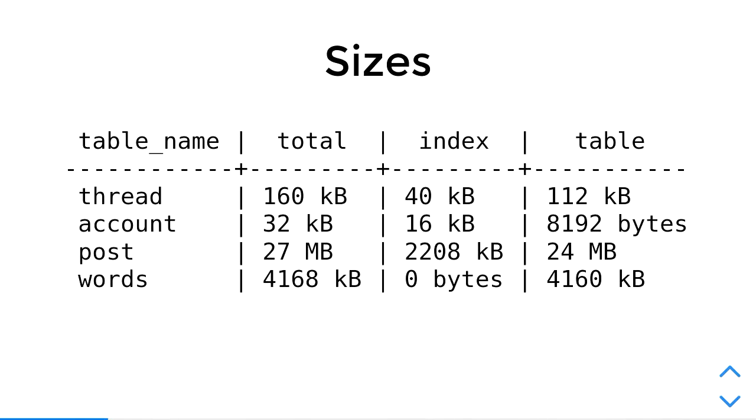This basically costs us space, and we can see our thread table has cost us a total of 160K, 112K in actual data. Our accounts table is even smaller because there's very little in that. And our post table is a massive 27 meg total: 24 meg of data and 2 meg of index. Now, I didn't declare any indexes, but there's one there already because I declared the primary key unique. And Postgres is actually going to create an index so that it can keep track of that and make sure that it is unique. I don't have a choice.